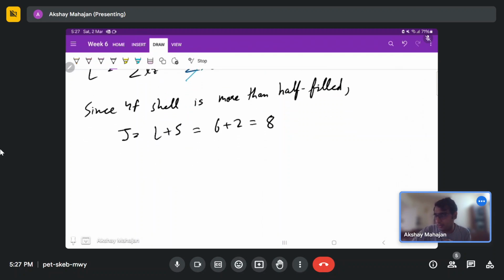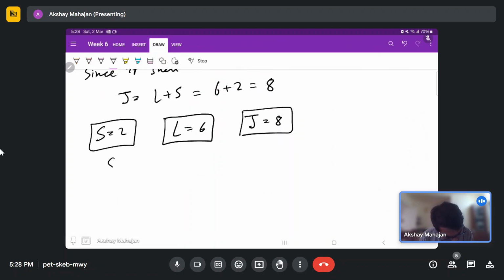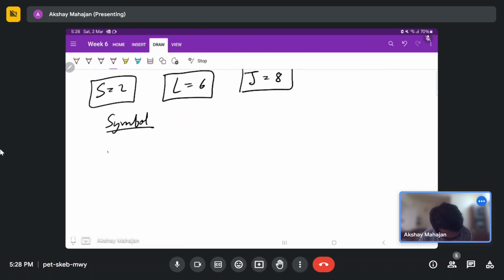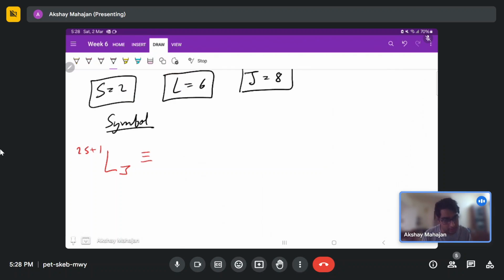So we have S equals 2, L equals 6, and J equals 8. So now we need to find our symbol for this case. Symbol formula, remember, it is 2S+1 L J. So here for L equals 6, we will have symbol I, J is given 8, and 2S+1 is 2 times 2 plus 1, 5. So our symbol will be 5I8. Alright. Then the D part.